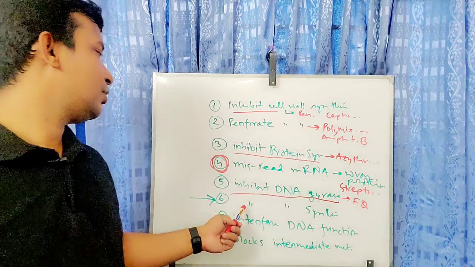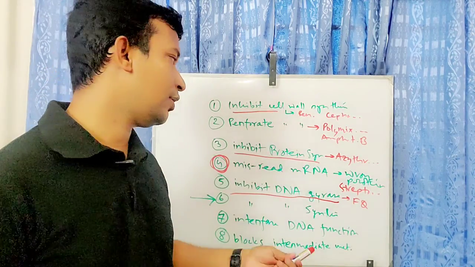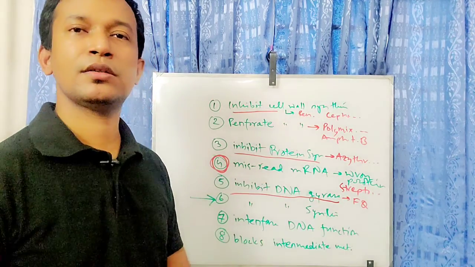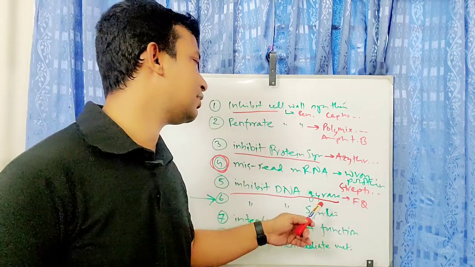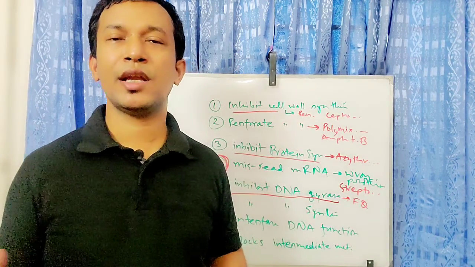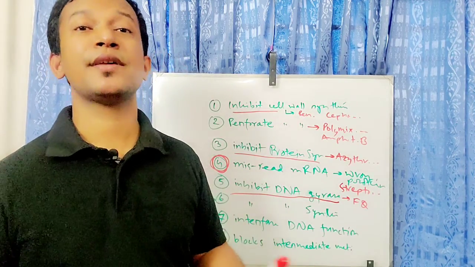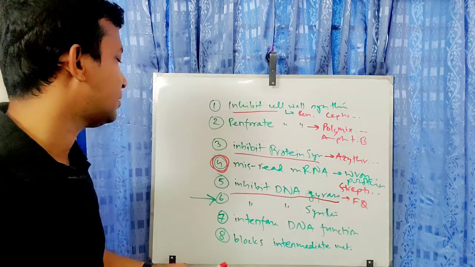And if we talk about this class, inhibit the DNA synthesis, I have already told, antiviral. In fact, they can directly inhibit the DNA synthesis. So as an antiviral, this covers stavudine, lamivudine, zidovudine, acyclovir, ganciclovir, penciclovir. A lot of drugs are there in that class.